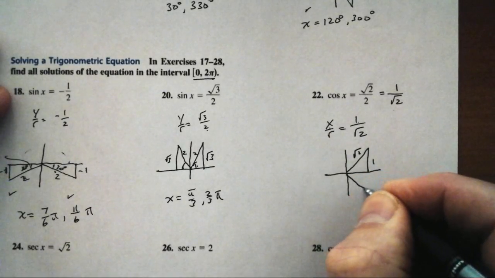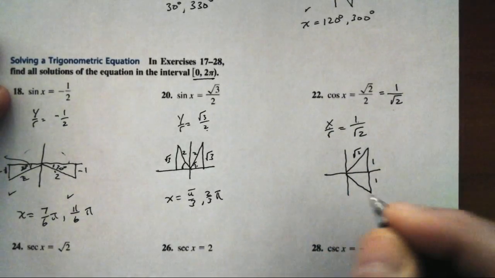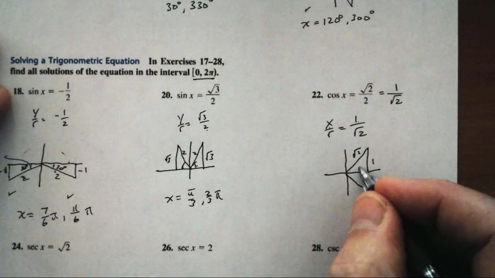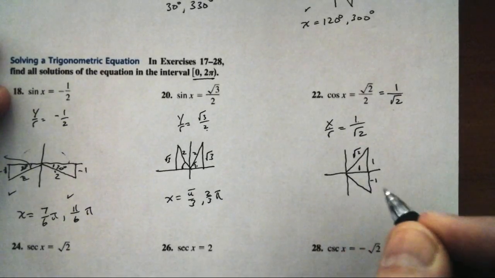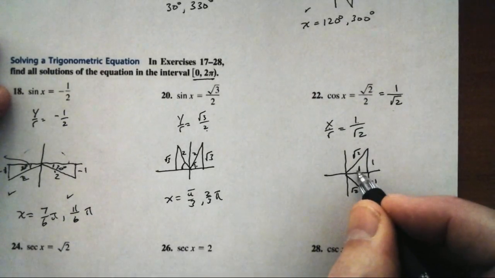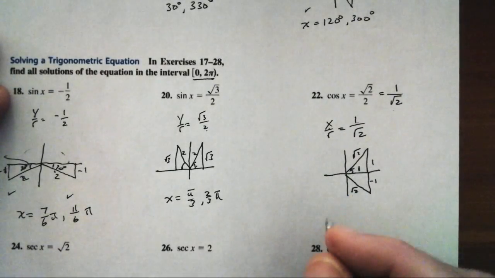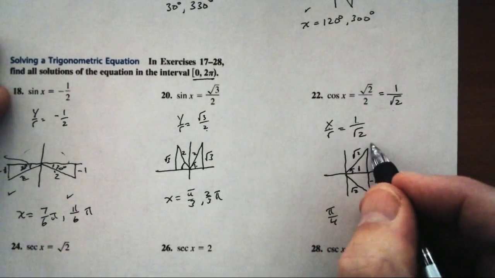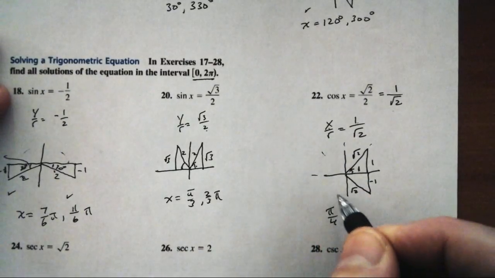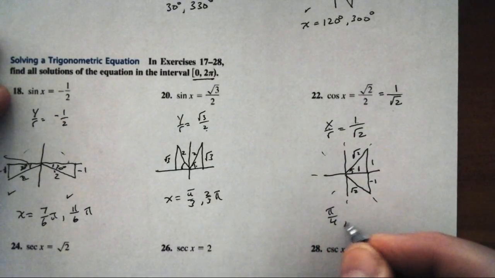1 on square root of 2. Oops, here's a 1, x. 1 on square root of 2. Here's a 1, -1, square root of 2, but x is still positive. So this is a 45-degree, or 1/4 pi. That's pi on 4. 1/4, 2/4, 3/4, 4/4, 5/4, 6/4, 7/4 pi.